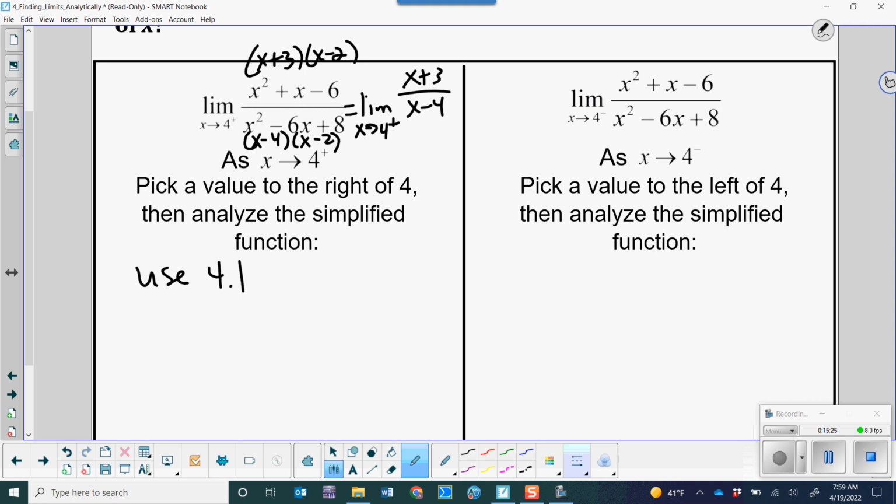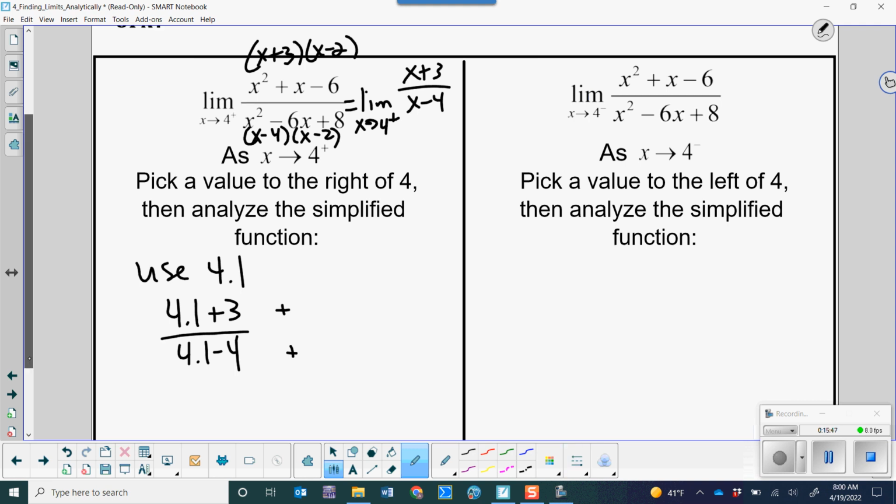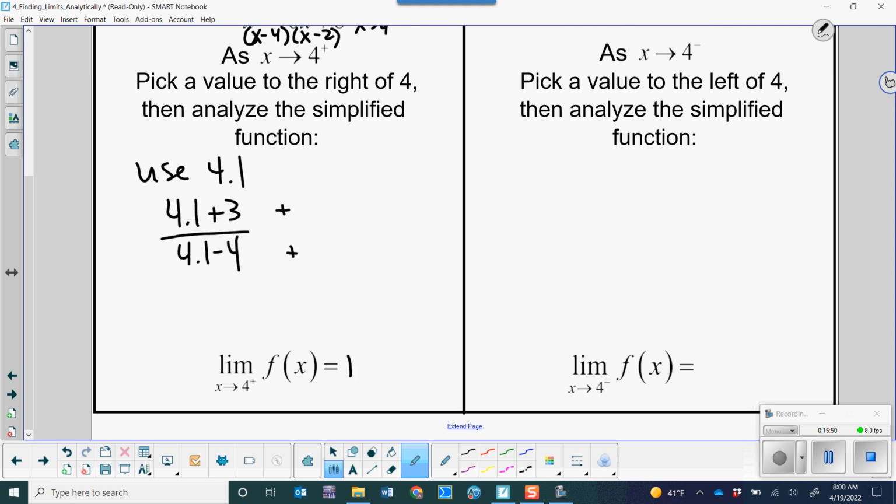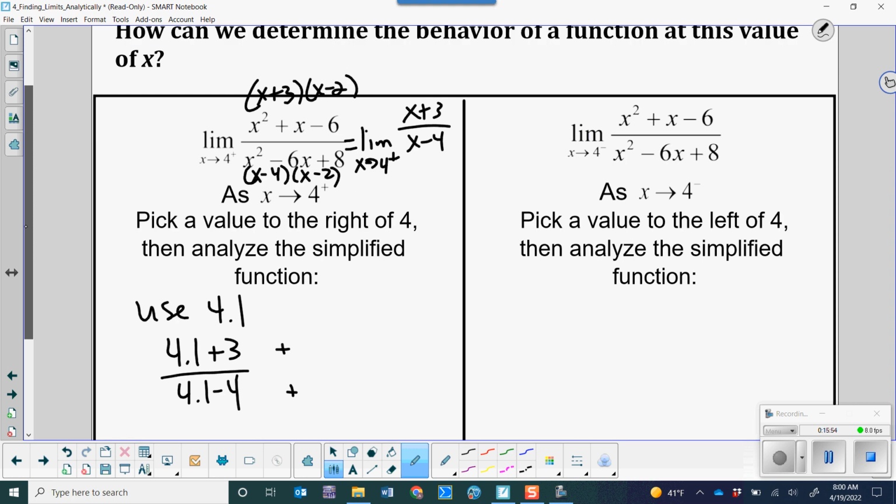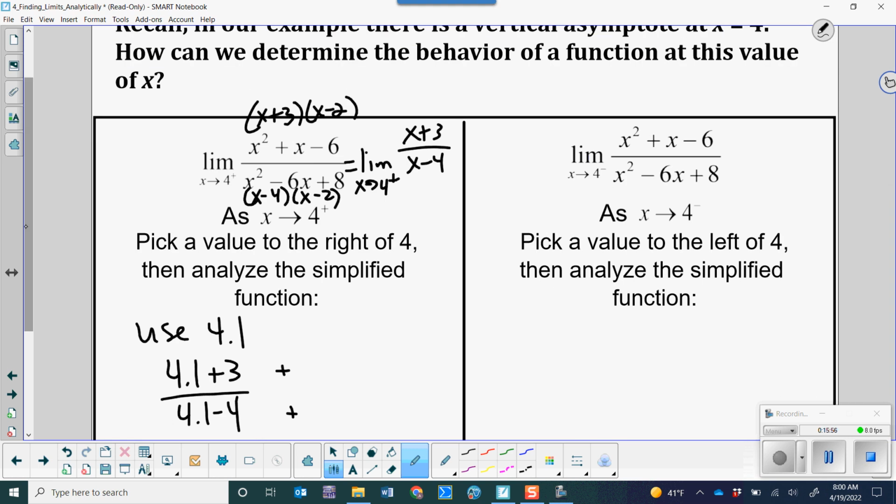Okay, we're going to plug in 4.1 and see what happens. Well, you would have 4.1 plus 3 over 4.1 minus 4. Now, I don't need to figure that answer out. I just know that it's positive over positive, which means this is positive, which means this side is going to positive infinity. Okay, because I know that it's going to negative infinity or positive infinity, one of the two, because I know there's a vertical asymptote there.